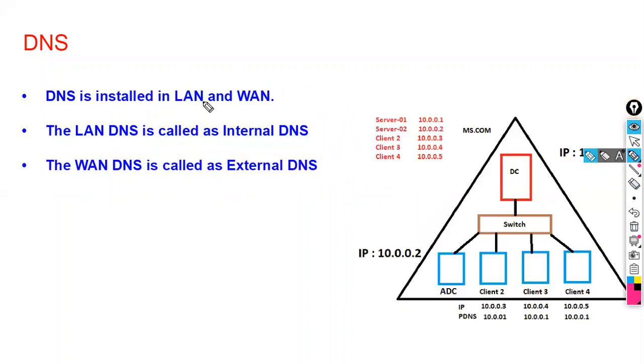So guys, DNS is installed in LAN and WAN. The LAN DNS is called internal DNS. So this is your LAN. And if you remember, when you install the domain controller, the DNS is installed automatically. So it is your internal DNS which is installed in your LAN. And we have a WAN DNS as well over the internet. It is called external DNS. We'll see the difference between these two DNSs as well.